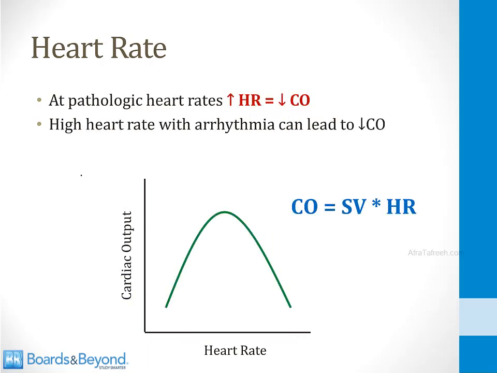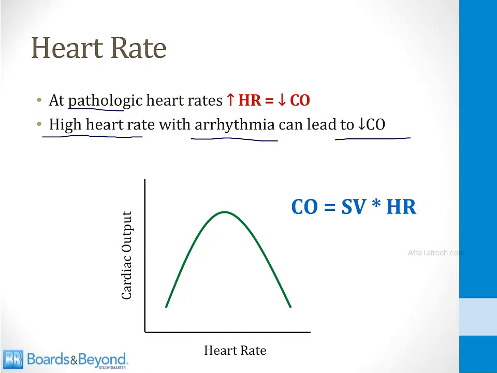The one clinical situation where a rise in heart rate can lead to a fall in cardiac output is under pathologic conditions, in the setting of some cardiac arrhythmias. There are some cardiac arrhythmias where the heart rate can get very, very high, sometimes as high as 300 beats per minute. In this setting, there isn't enough time for the left ventricle to fill, and thus the stroke volume falls and the cardiac output falls.